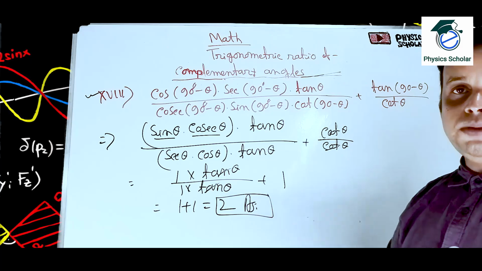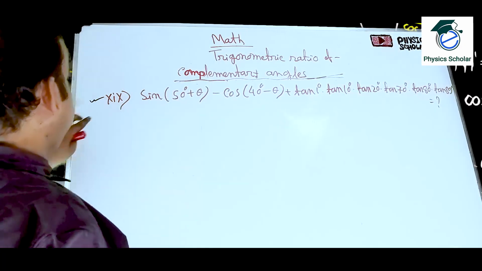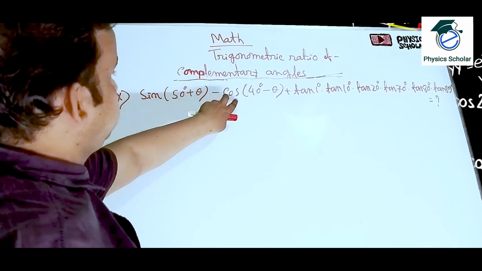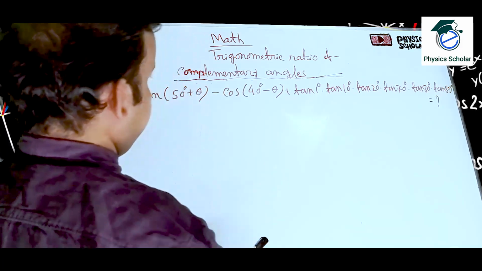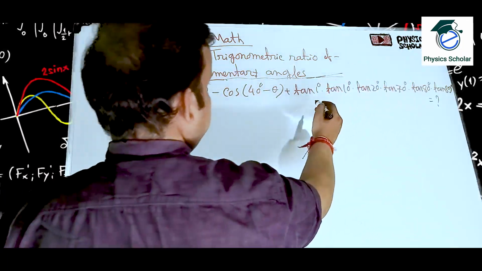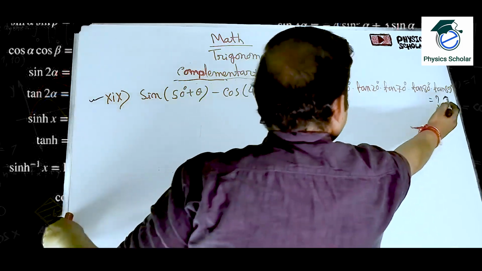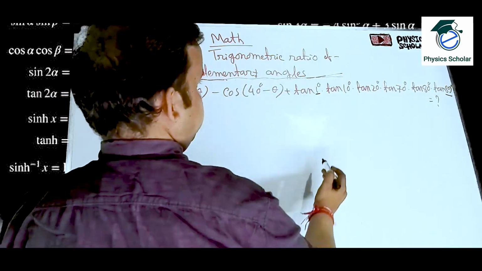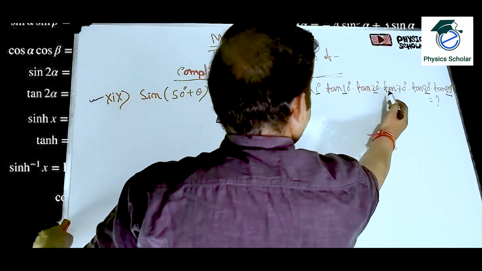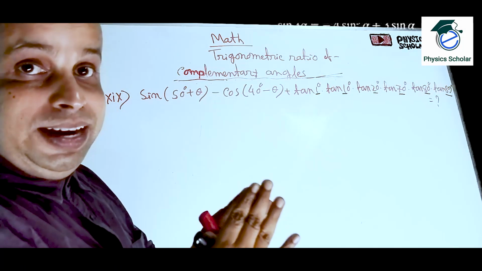Now let us move to the sum number 19. So students, now let us start sum number 19. It is given sin of 50 plus theta minus cos of 40 minus theta plus product of some values of the angle of tan. Okay, so here we have to find out which are the complementary. So 1 degree and 89 degrees are complementary. Clear? 10 degree and 80 degrees are complementary, and 20 degree and 70 degrees are complementary. So as per that we have to write it together.